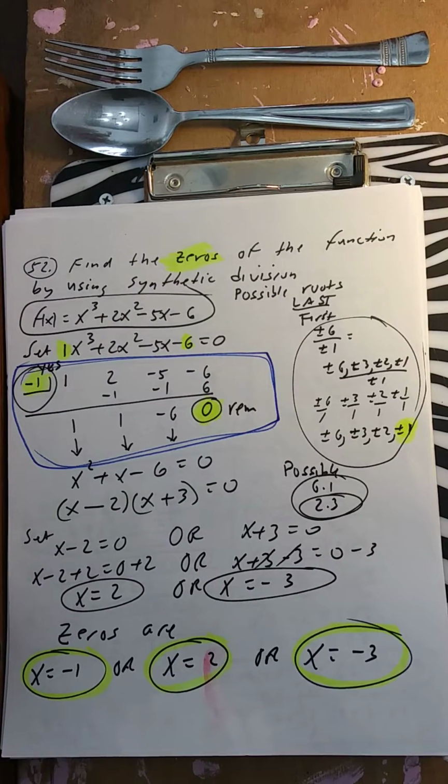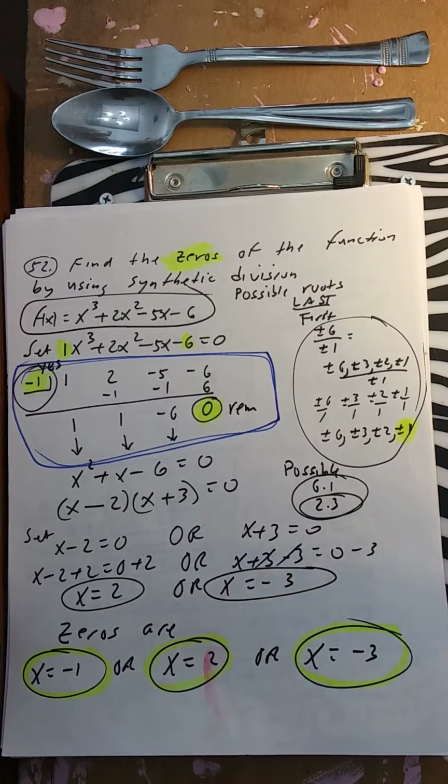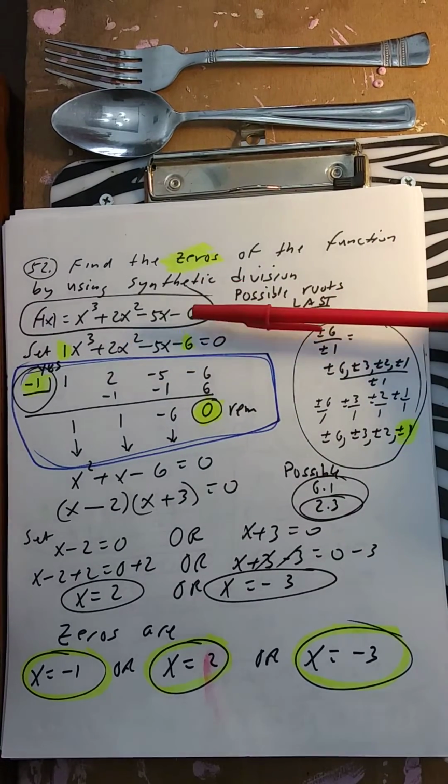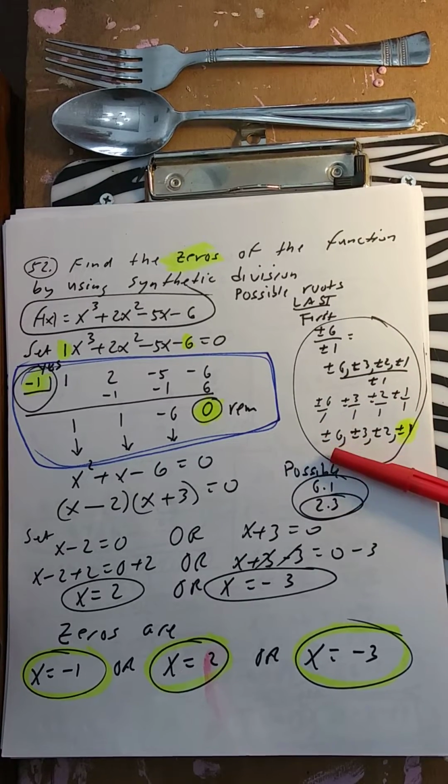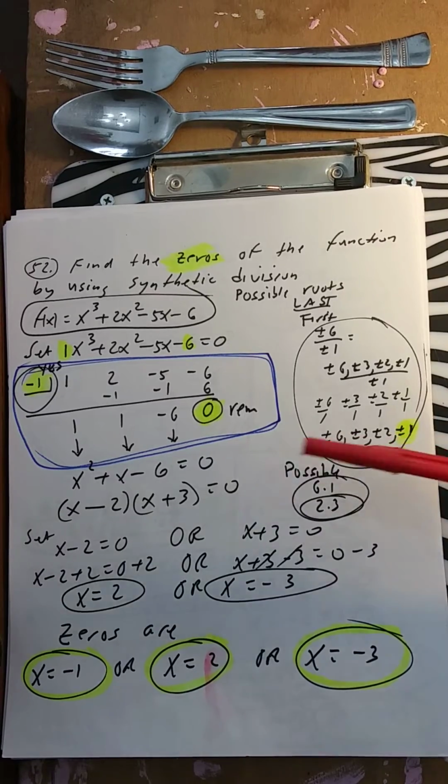Find the zeros of the function using synthetic division. All right, so the last is 6 and the first one is 1. So these are all the possible fractions and rational numbers you can get. All these is plus or minus 6, plus or minus 3, plus or minus 2, plus or minus 1. And I tried with a 1. Let me start with a -1.